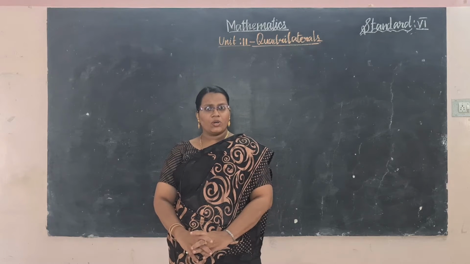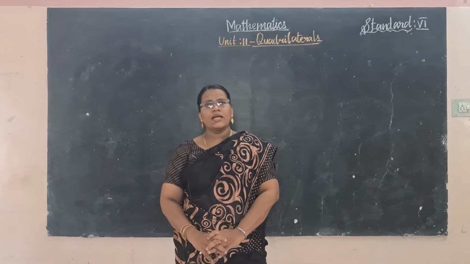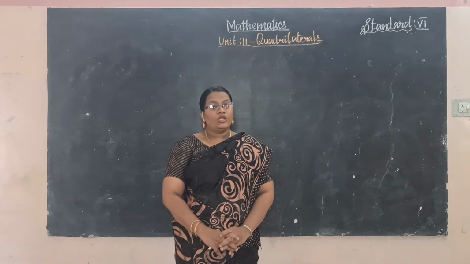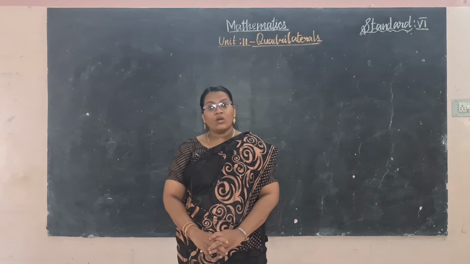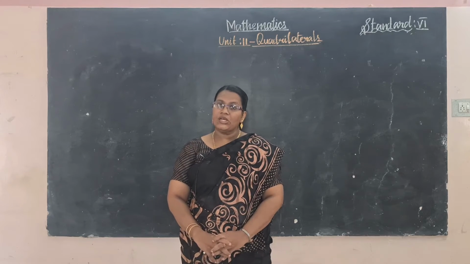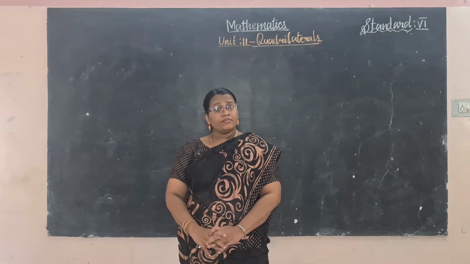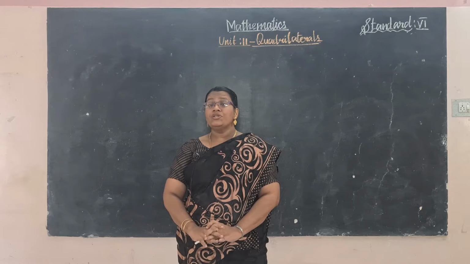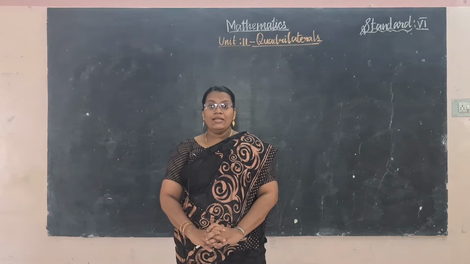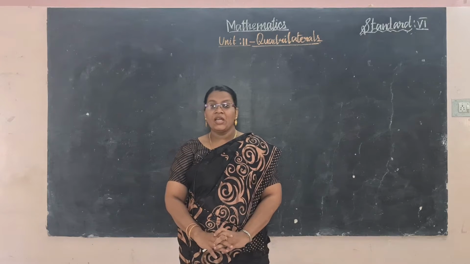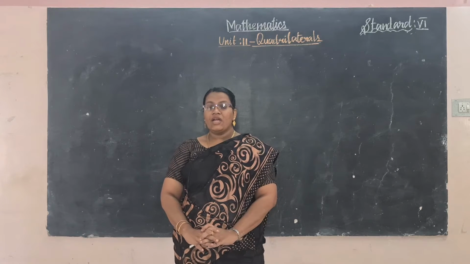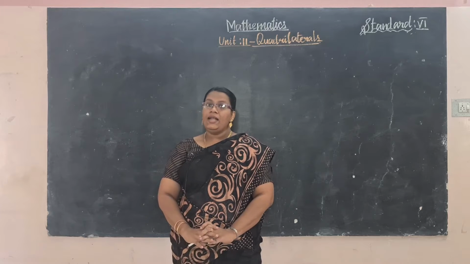Interior and exterior of the quadrilateral means the points lying inside of the quadrilateral are called the interior of the quadrilateral, and the points lying outside of the quadrilateral are called the exterior of the quadrilateral, and the points lying on the boundary or on the line segment are called the boundary of the quadrilateral. And also we have learned opposite side and adjacent side.